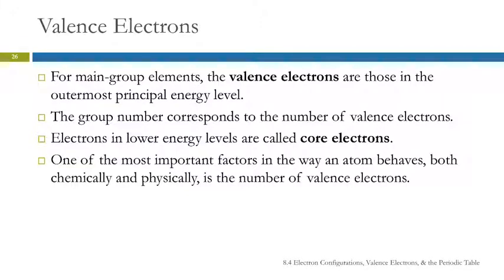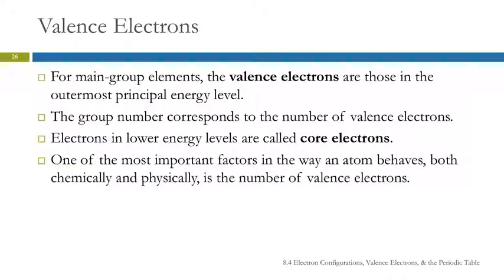Valence electrons are the electrons in the outermost principal energy level. For the main group, that's just the highest principal quantum number. So we can see that from the period on the periodic table, the row number. The group number, using the 1A, 2A, etc. numbering system, corresponds to the number of valence electrons.